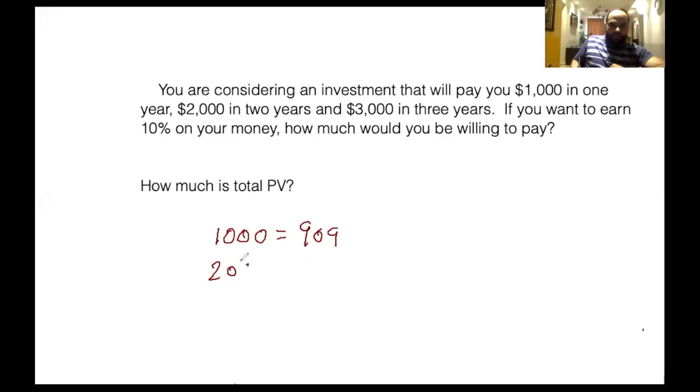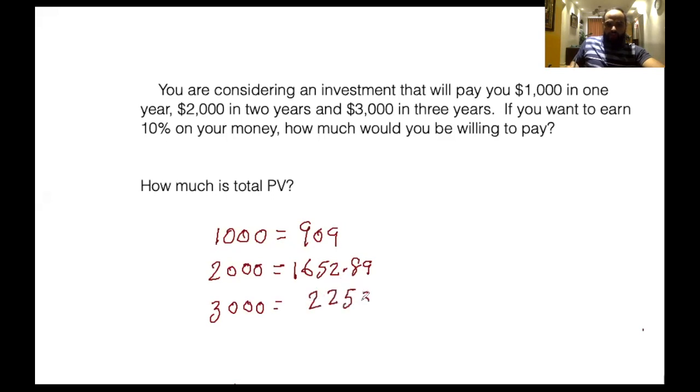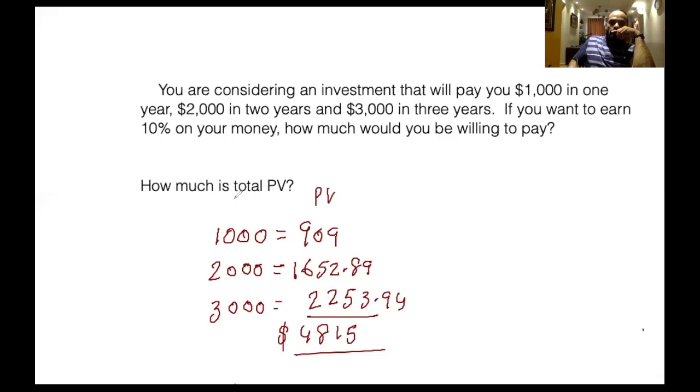For the $2,000 investment, PV is 1652.89. And for the $3,000 investment, PV is 2253.94. If you add them all, that will be equal to 4815. Right? So that is your answer, 4815. So this is the PV and this is your cash flows.